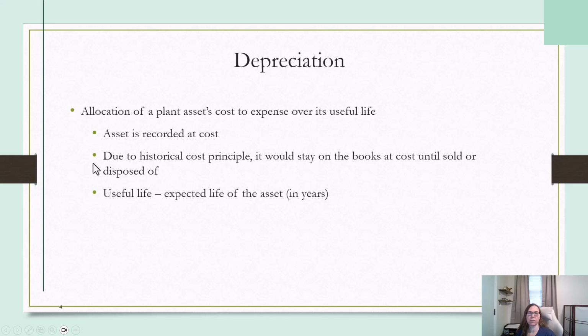Okay, let's talk about what depreciation is. Depreciation is allocating a plant asset's cost to expense over its useful life. A plant asset is simply an asset that's going to be in the business for a long time. So things like buildings, equipment, furniture, vehicles, those are considered plant assets. The asset would be recorded at its cost in an asset account. And due to something called the historical cost principle, it would stay on the books at that cost until it's sold or disposed of.